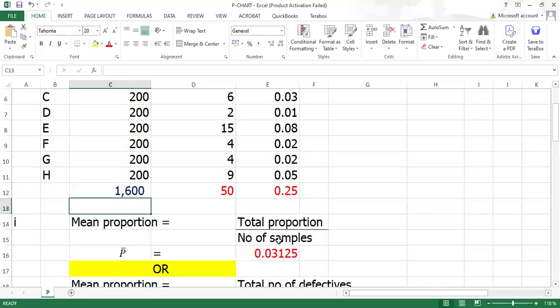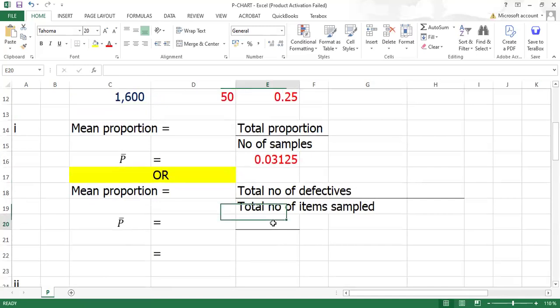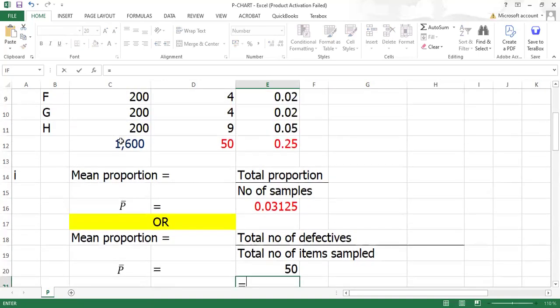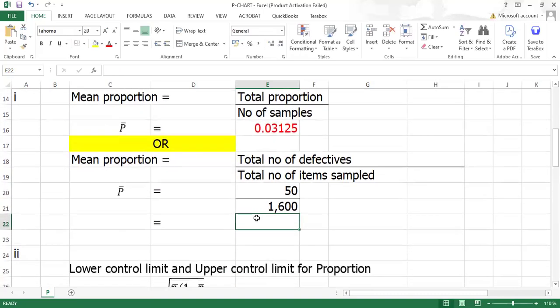Okay, so you get your number of defectives, that is 50. Then you divide by the number of transactions inspected or sampled. So if you get 50 divided by 1,600, you will get the same answer. Okay. So that's how you get the mean proportion of the defective data entries.